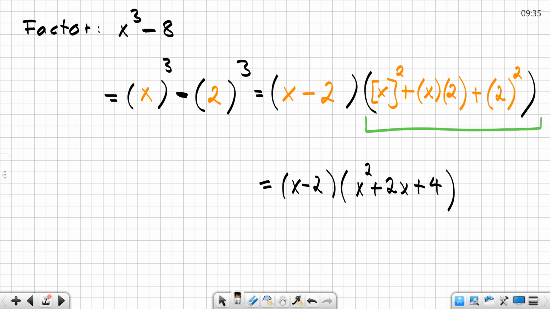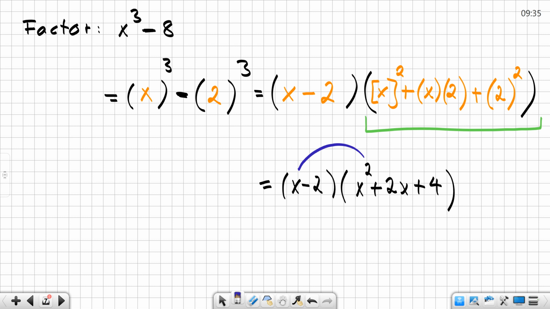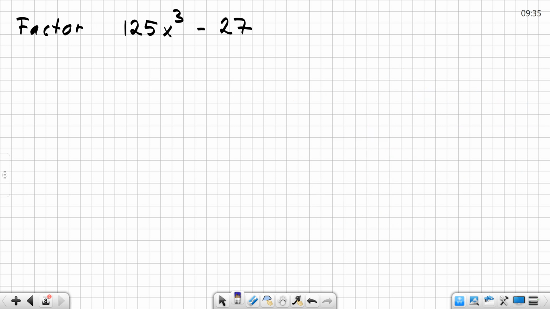If you want to practice multiplication of polynomials, I could multiply this back out again to check whether I did this right. Everything multiplied by x, and then everything multiplied by a negative 2. And what you will get when you simplify this, combining like terms and everything, it will leave you just with x cubed minus 8, believe it or not. All right. One last one.